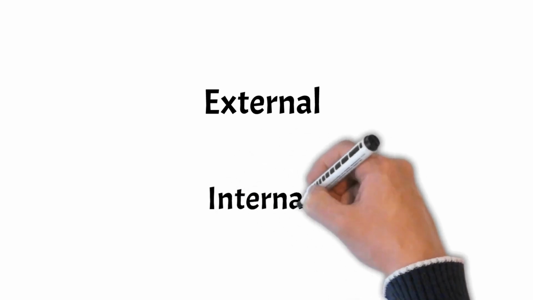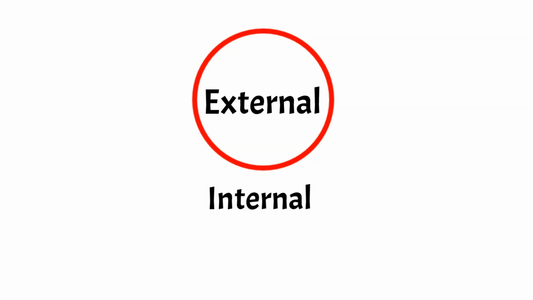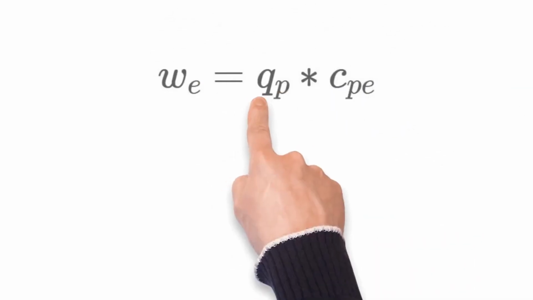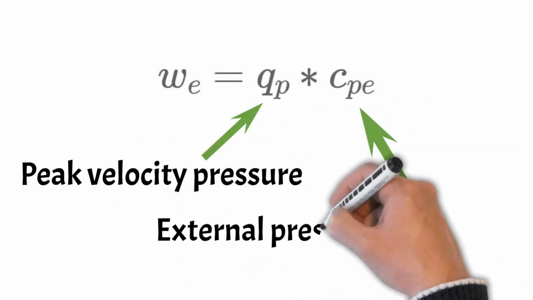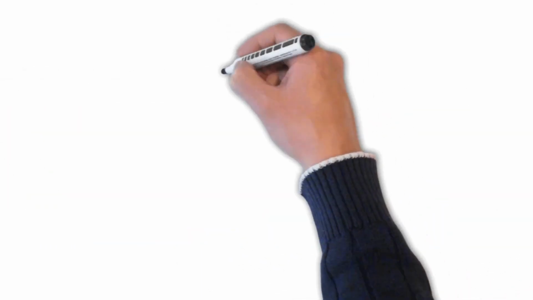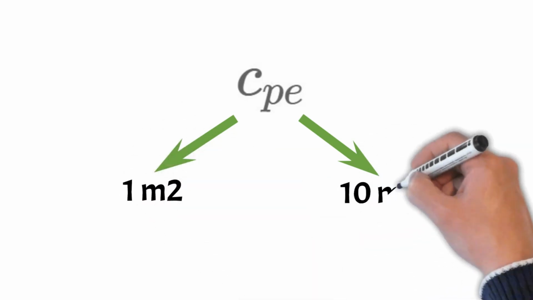In general, Eurocode distinguishes between wind pressure on external and internal surfaces. This article is focusing on the wind pressure on external surfaces, as this is used for the overall stability of the building. So the formula to calculate the wind pressure on external surfaces is peak velocity pressure times external pressure coefficient. The coefficient CPE has two different values, depending on the wind loaded area. There is a value for a surface area of 1 square meter and 10 square meter.